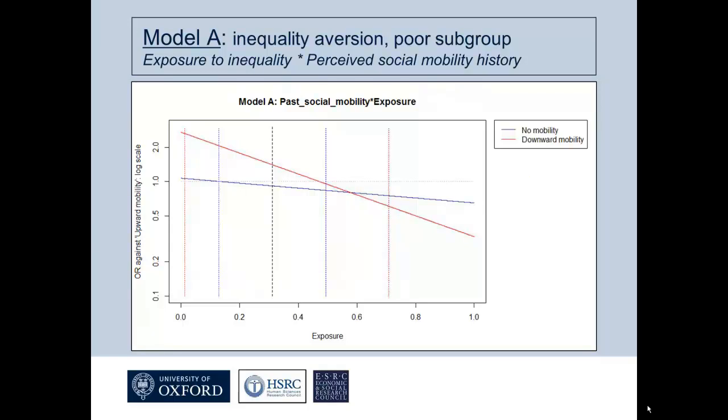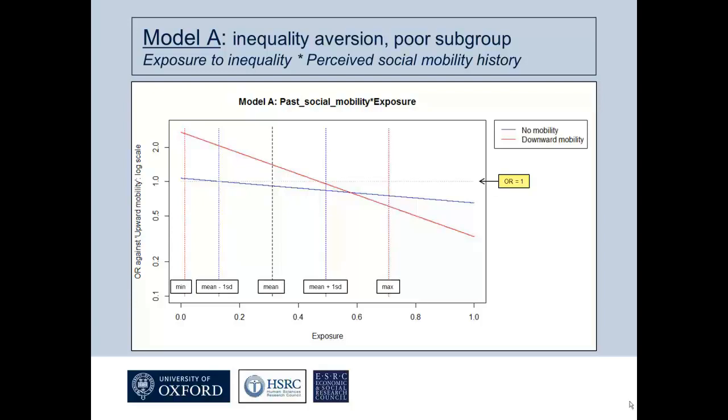Now, the reference category for the past social mobility variable is people who perceive themselves to have been upwardly mobile over recent years. And we can contrast responses on the dependent variable between this upwardly mobile reference group and the 2 other categories of past social mobility, those being people that perceive themselves to have experienced no mobility, which is denoted by the blue gradient line on the chart, and those who believe themselves to have been downwardly mobile over recent years, which is shown through the red gradient line on the chart.